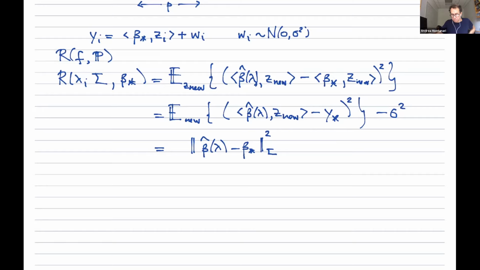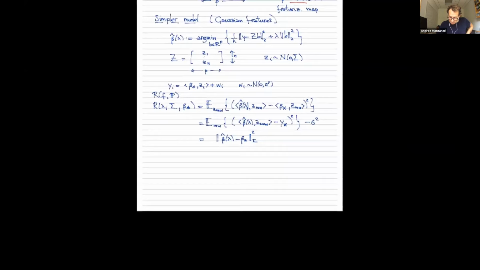Does the model and the... Okay. Okay, this is to fit it all in the page.